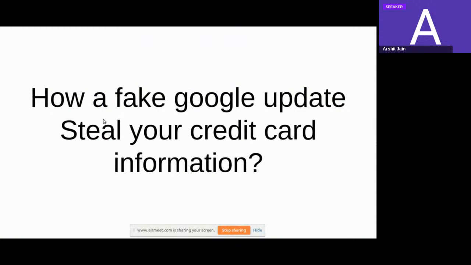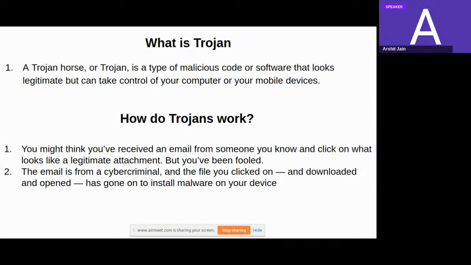Okay, so the next is how a fake Google update steals your credit card information. Let's look at what a Trojan is. A Trojan is a type of malicious code or software that looks legitimate, but it can control your mobile devices or your computers. Suppose a mail comes to your mailbox with a legitimate-looking attachment. When you click on it, the malware is downloaded and installed in your device, and after that, the hacker has control of your device.